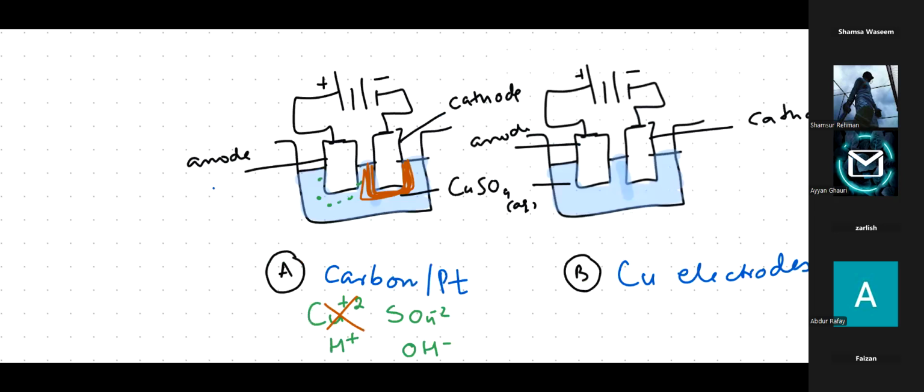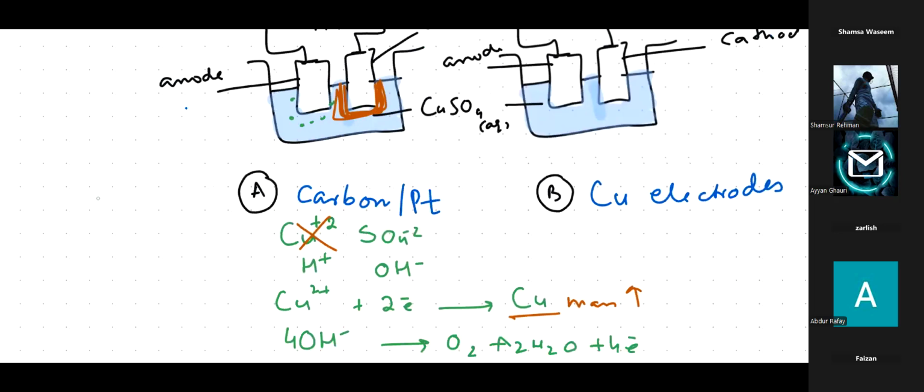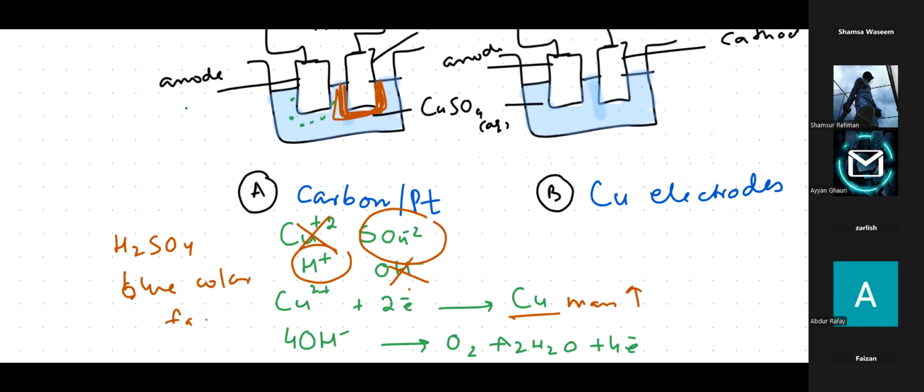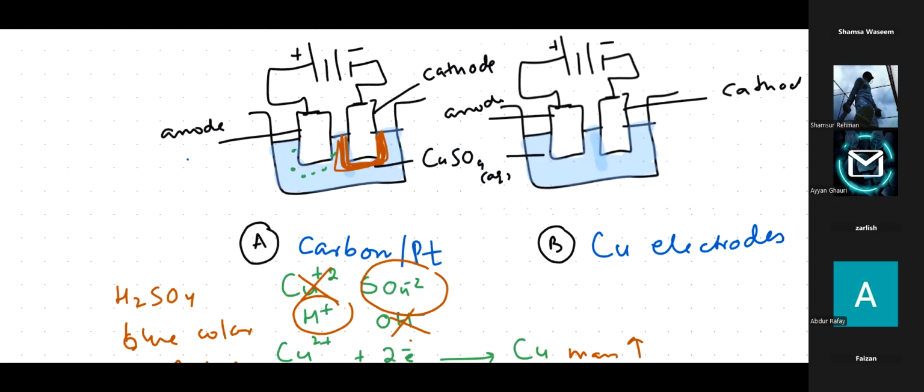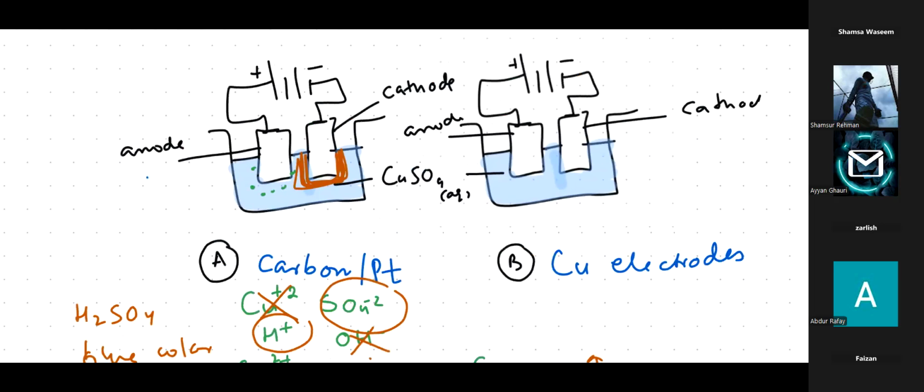Hydroxide ions are also removed, so what will remain in the electrolyte is an acid. You can say that sulfuric acid will be formed, and the blue color of the solution will fade. The blue color fades because copper ions are being removed, so the solution will become colorless. And the mass of the anode remains the same. I hope this is clear. Did you get it till here? Is there any problem here?